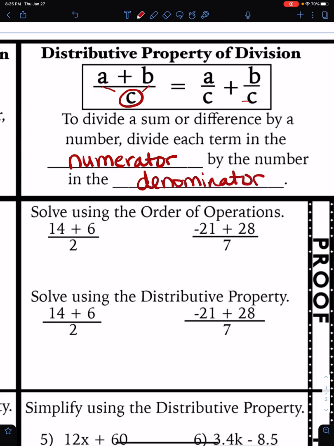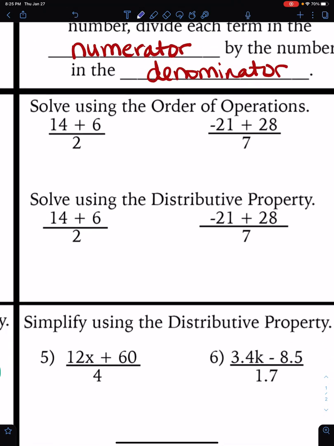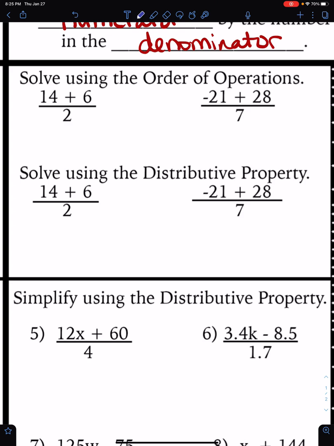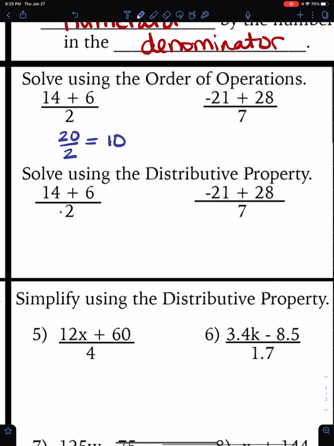And just like we did with the multiplication, we're going to show why this works with order of operations first and then with the distributive properties. So if we were following the order of operations, we would do the sum in the numerator first, and then we would divide. To do that with the distributive property, I would take the 2 and divide each term by that 2. If I did that separately, I would get 7 plus 3, which is, guess what? Also 10. So it works with the order of operations and it works with the distributive property.